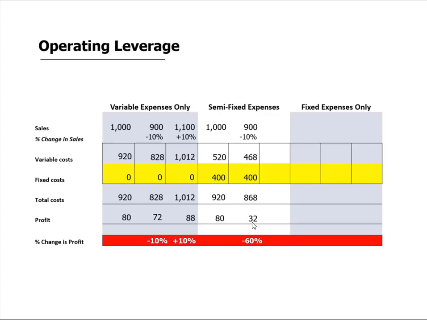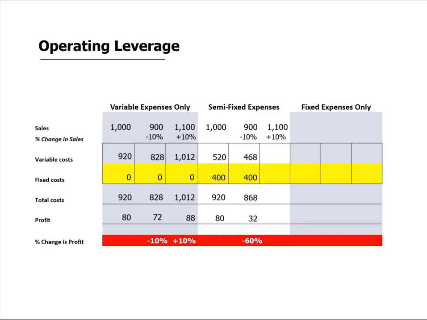Now that's what's called operating leverage. That's what happens when your sales just drop off a little bit, but your profitability drops off significantly. And the reason for that is this introduction of fixed costs. So this represents the downside of this scenario. But of course there's an upside.